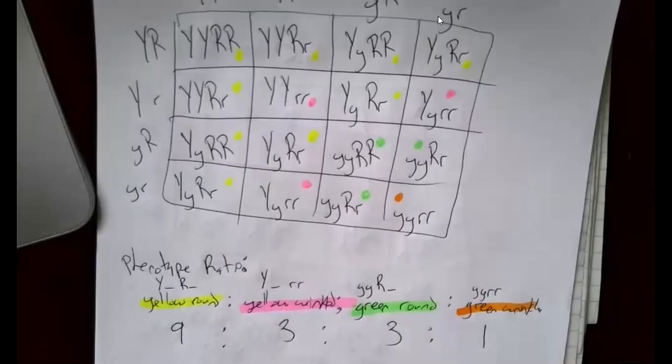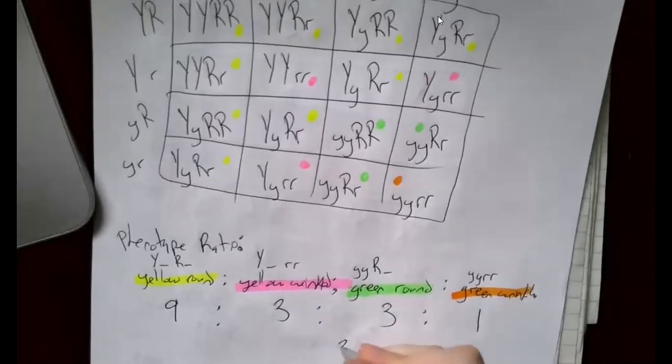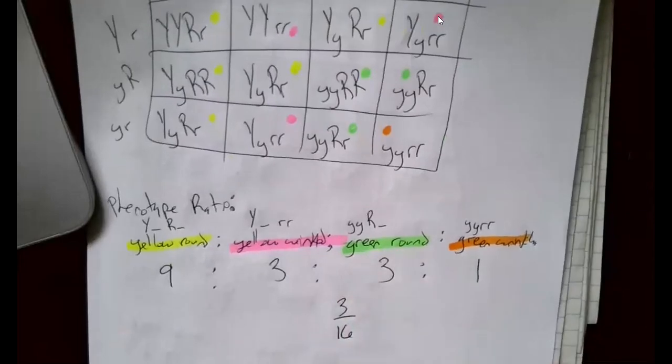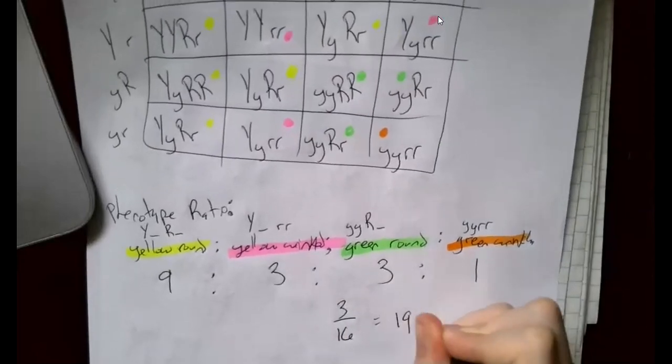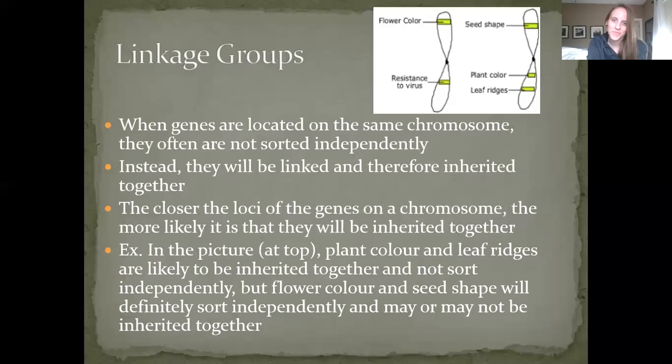Then it says, what is the probability of a green round seed? Well, that would be 3 are green and round out of a possible 16. And if you divide that, you get about 19% as your probability of a green round seed. Okay, so that's it for our dihybrid crosses, though I will have more worksheet practice questions coming for you later.